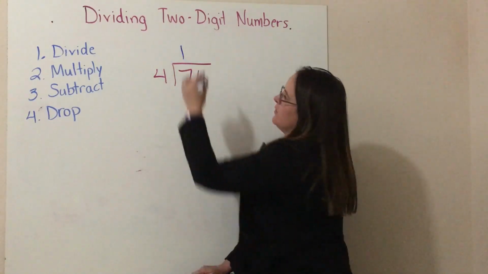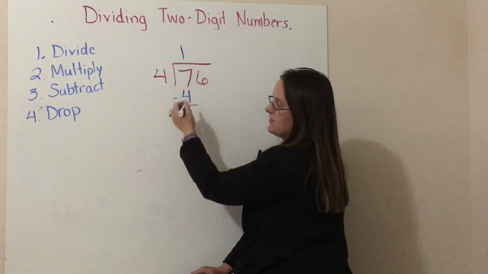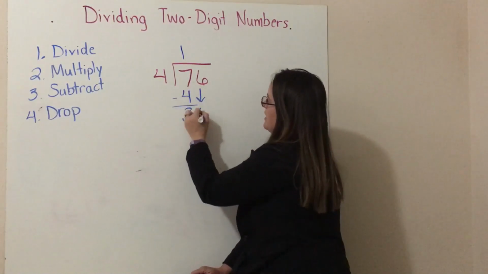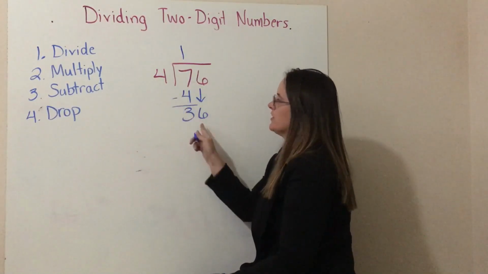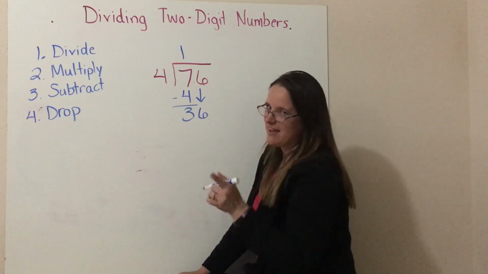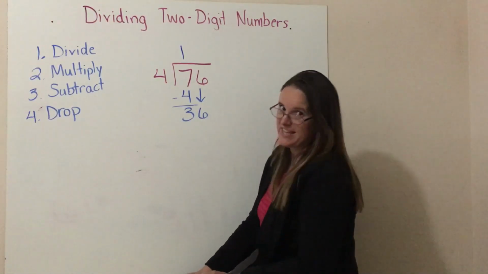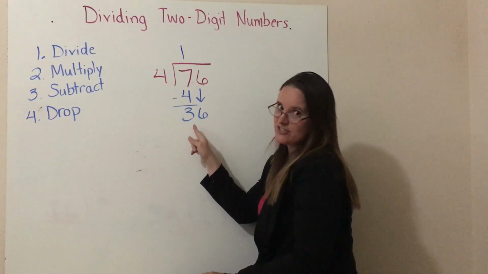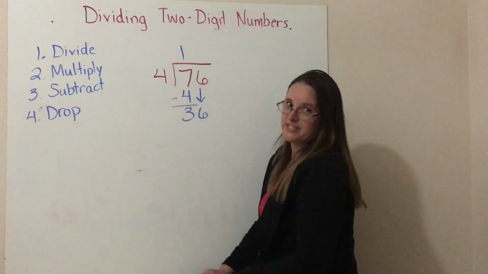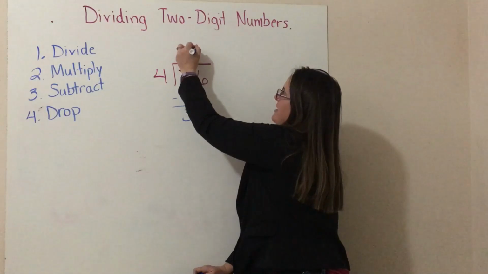How many times does 4 go into 76? Just once. 1 times 4 is 4. We subtract. 7 minus 4 is 3. We drop. How many times does 4 go into 36? Oh, that's another tough one, but I have a trick. I know that 4 times 10 is 40. And 36 is just 4 less than 40. So if 10 groups of 4 is 40, 9 groups of 4 is going to give me 36.